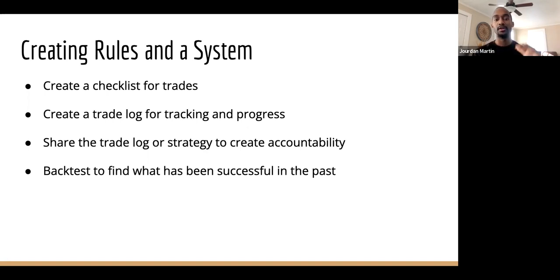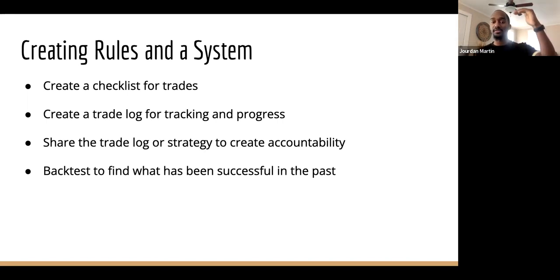And the last thing I want to say is just back testing stuff to find what's been successful in the past. So when you back test, there are different softwares for options back testing, for shares back testing. I liked ProfitsPi.com. That's what I used when I ran over 400 back tests. What back testing allows you to do is create a structure, or create a system of rules.